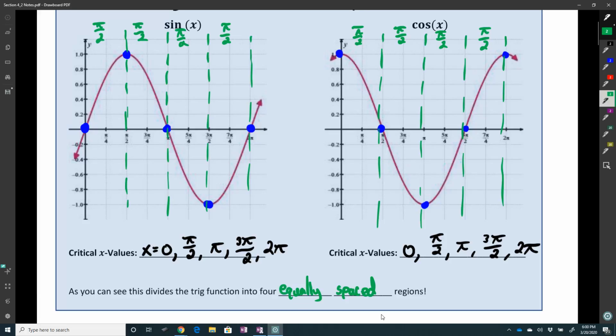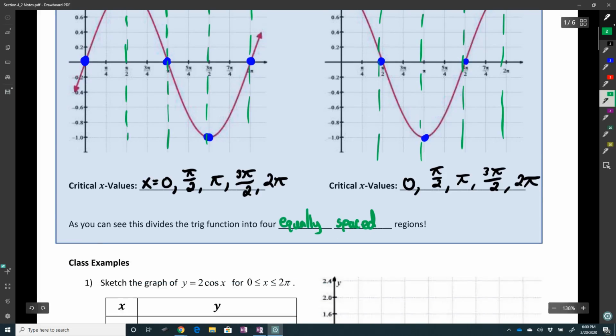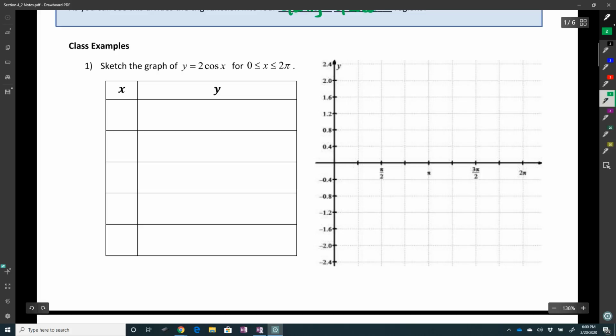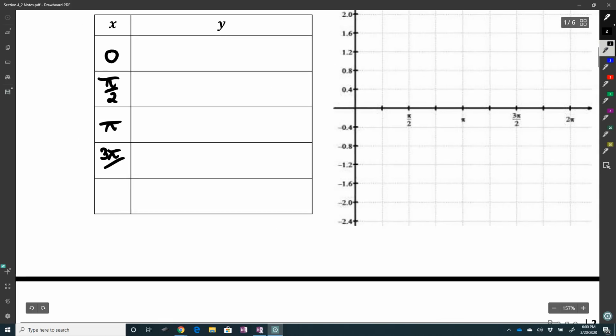Yay. All right. So if we move on to create a sketch, whenever you're sketching, all we need is those 5 points. Okay, 5 points to create 4 spaces. So remember, it was 0, pi over 2, pi, 3 pi over 2, sorry, and 2 pi.